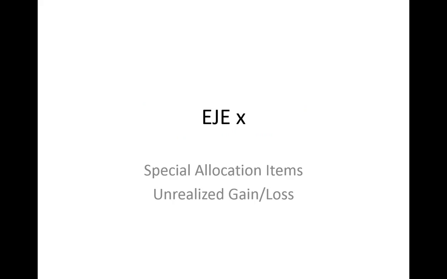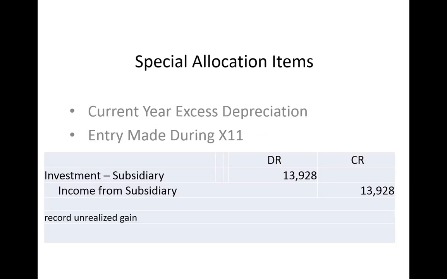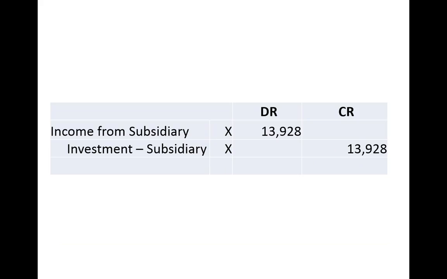We're going to focus on any special allocation items that we've got. And the first thing we have is to address any equity method entries we make during the year. And this is the entry we just made for the equity method: debit investment, credit income from sub. So to eliminate that, we're going to debit income from sub, credit the investment.